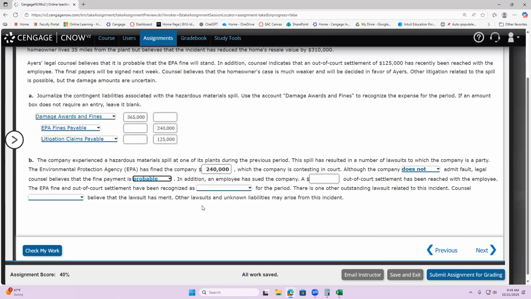In addition, an employee has sued the company. A $125,000 out-of-court settlement has been reached with the employee. The EPA fine and out-of-court settlement have been recognized as an expense for the period. There is one other outstanding lawsuit related to the incident. Counsel does not believe that the lawsuit has merit. Other lawsuits and unknown liabilities may arise from this incident.